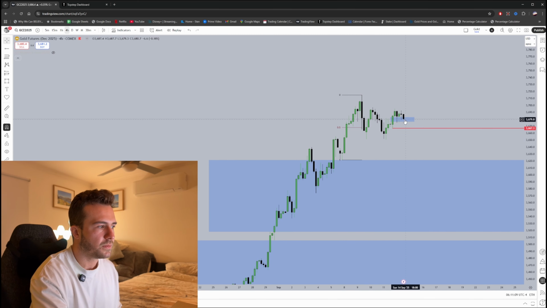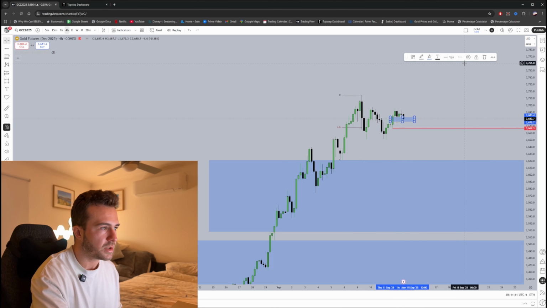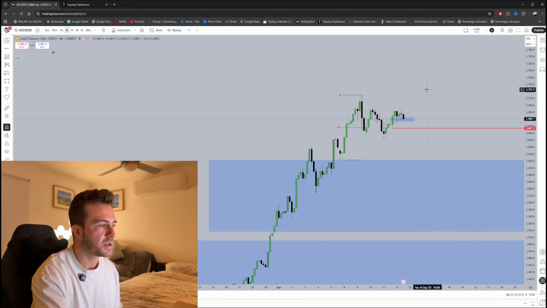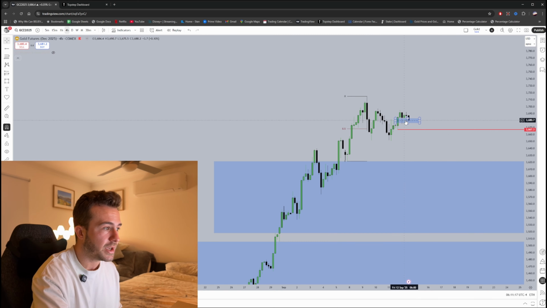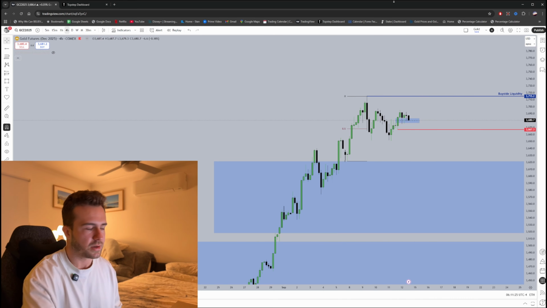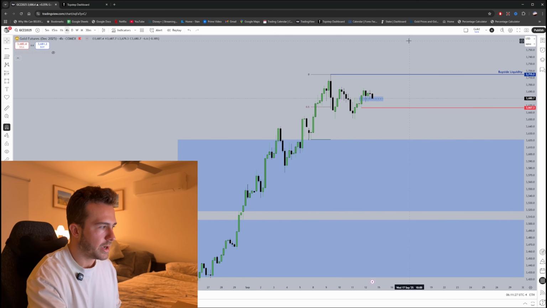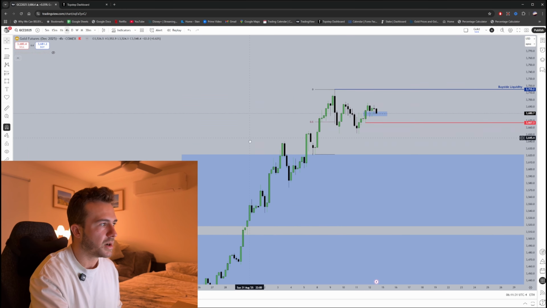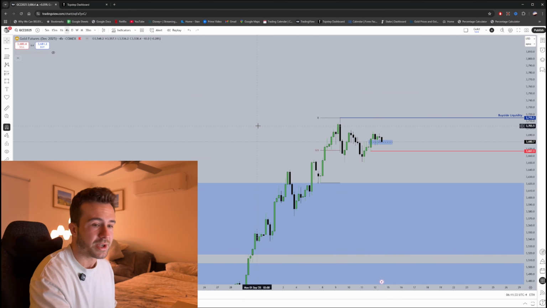However, since we actually closed still above the consequent encroachment and we're still respecting this, it could easily open on Sunday and just rip straight to that buy side liquidity there. However, I don't trade Asian range, so if that happens before I wake up, whatever, I don't care. I am potentially looking for a retracement down into this area. I don't know if it's going to happen next week or the next week or the next week.